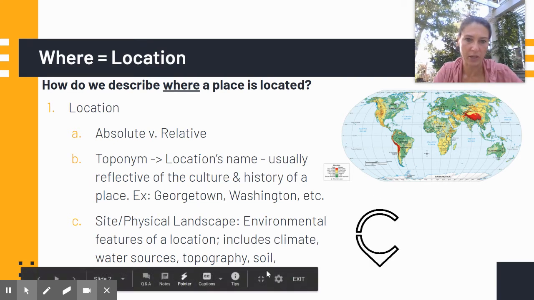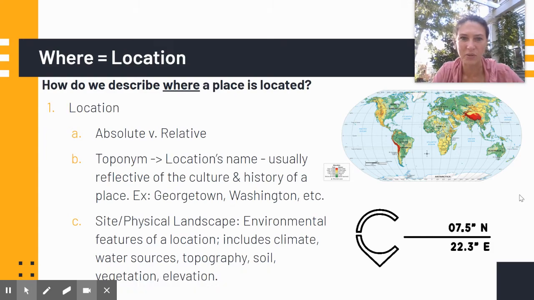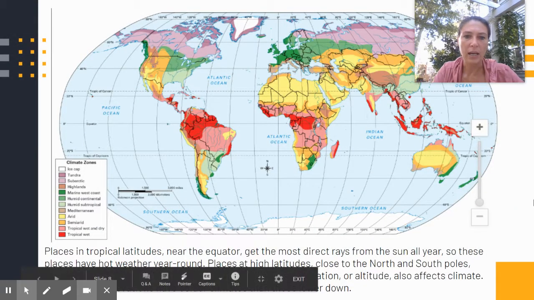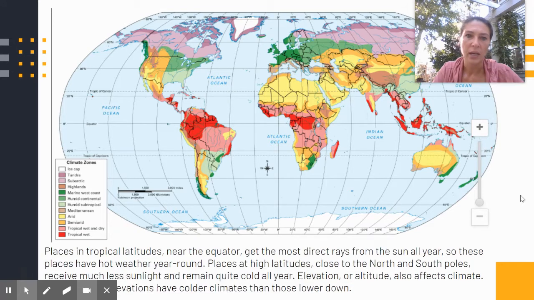And you can see some of the other characteristics that relate to site. This was in your text, so I don't want to talk about it too much. Site characteristics also have to do with weather. So here's just a good example of where you can see some connections.